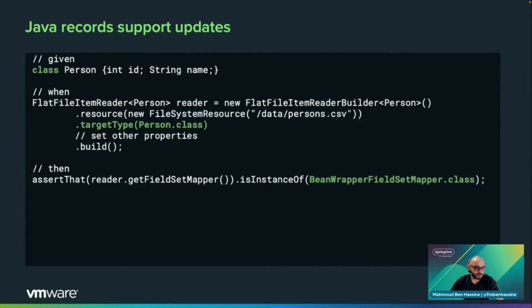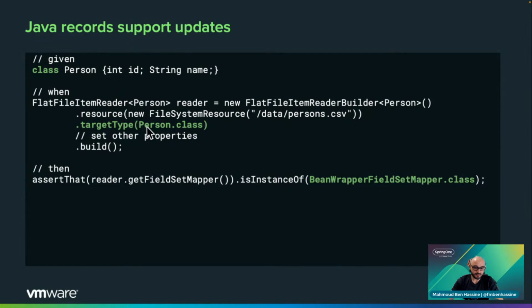So for example, let's say I have a person class with two fields, ID and name. And I want to configure a flat file item reader to read some data from a person.csv file. Okay, so this is how I configure a flat file item reader in Spring Batch. I use a builder. I specify the resource, which is the file from which I'm reading data.